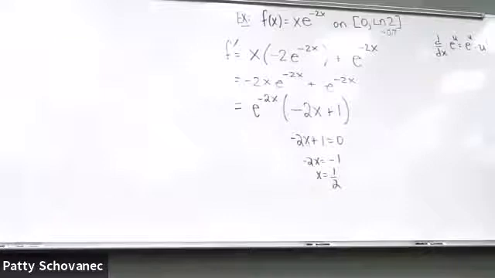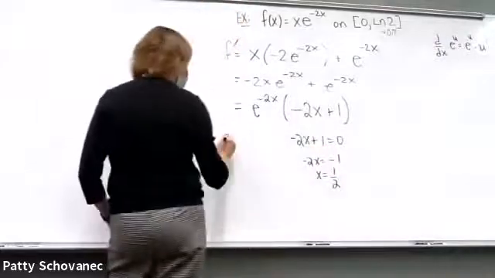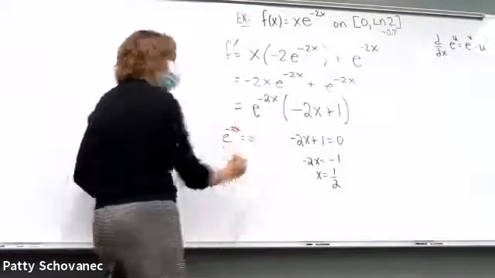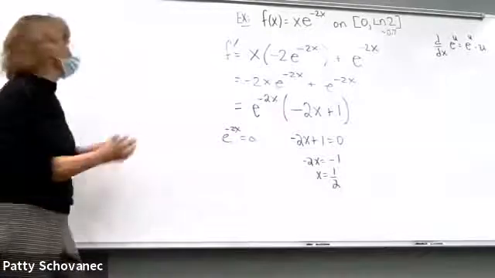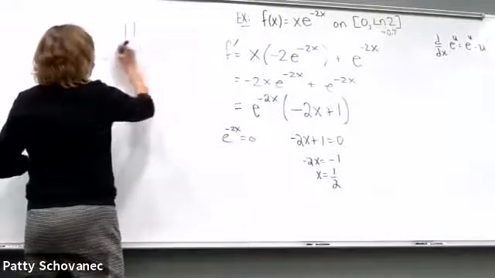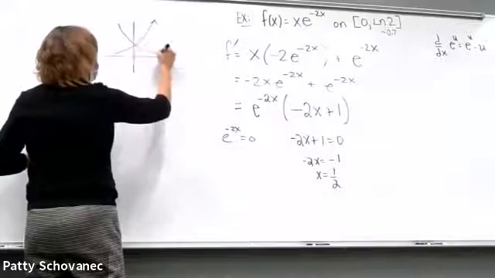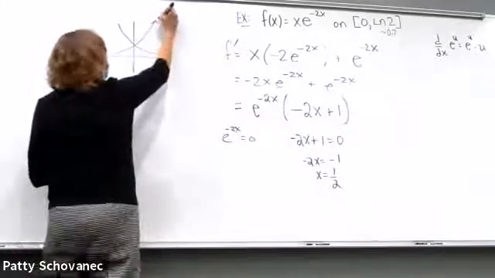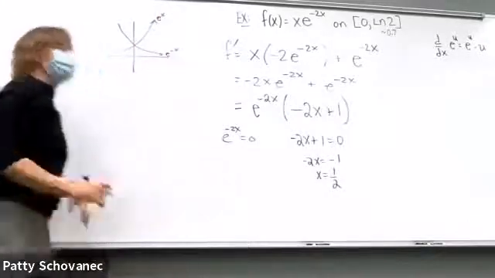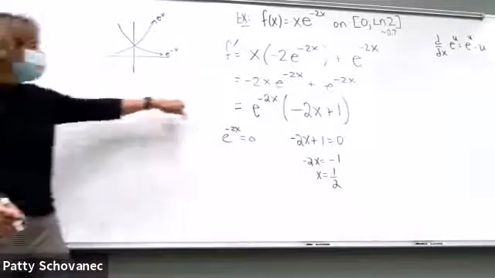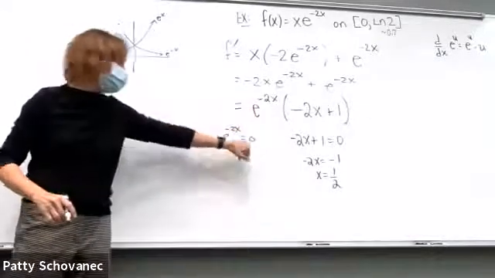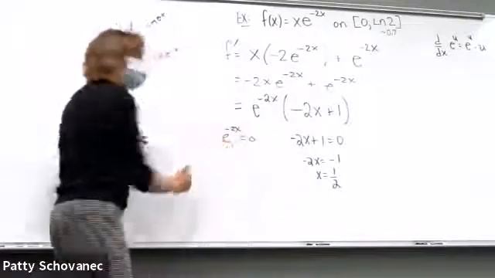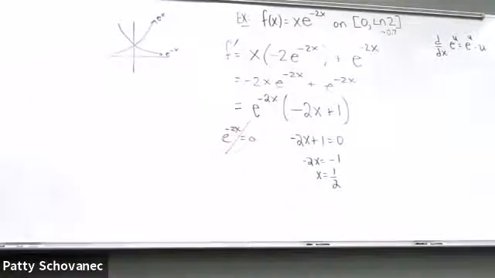So you can't have e to the negative 2x equal to 0. There's no solution to that equation because e to a power is always above the axis. Here's e to the power, here's e to the negative power. It'll never hit 0. Usually you try to take the natural log of both sides, and you can't take the natural log of 0, so this can't happen. So we only have one critical point, and then the two endpoints, and we're going to plug them back into here.